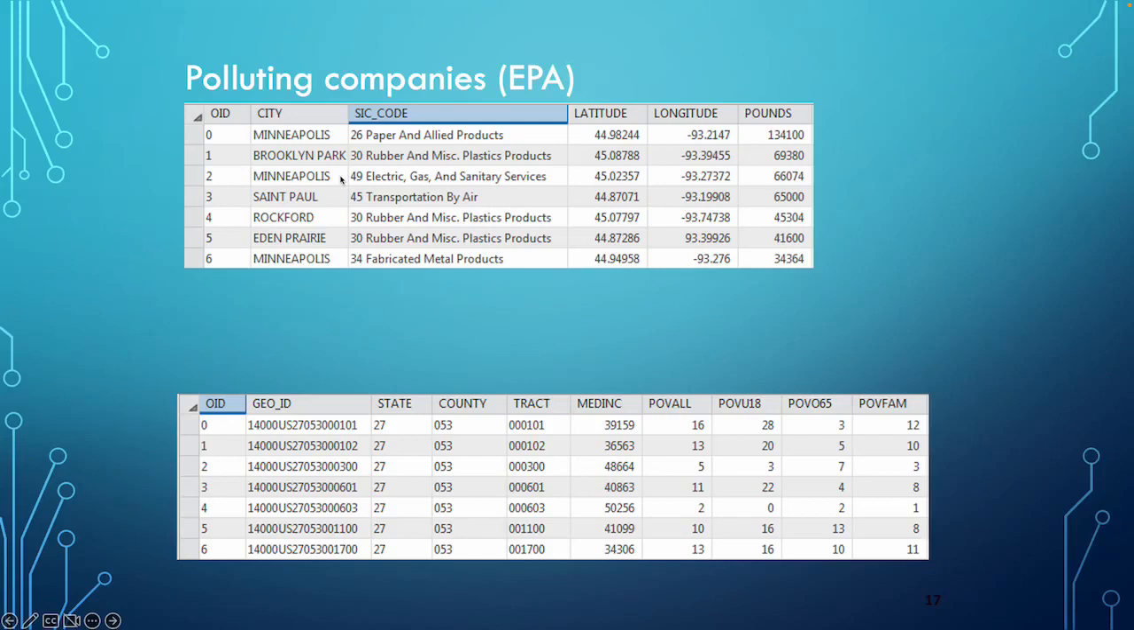So this is what our data might look like. So these are different features in different feature classes that are stored in our database. All right. So here we have the polluting companies. This data came from the EPA. It has the location and how much pollution they produce.